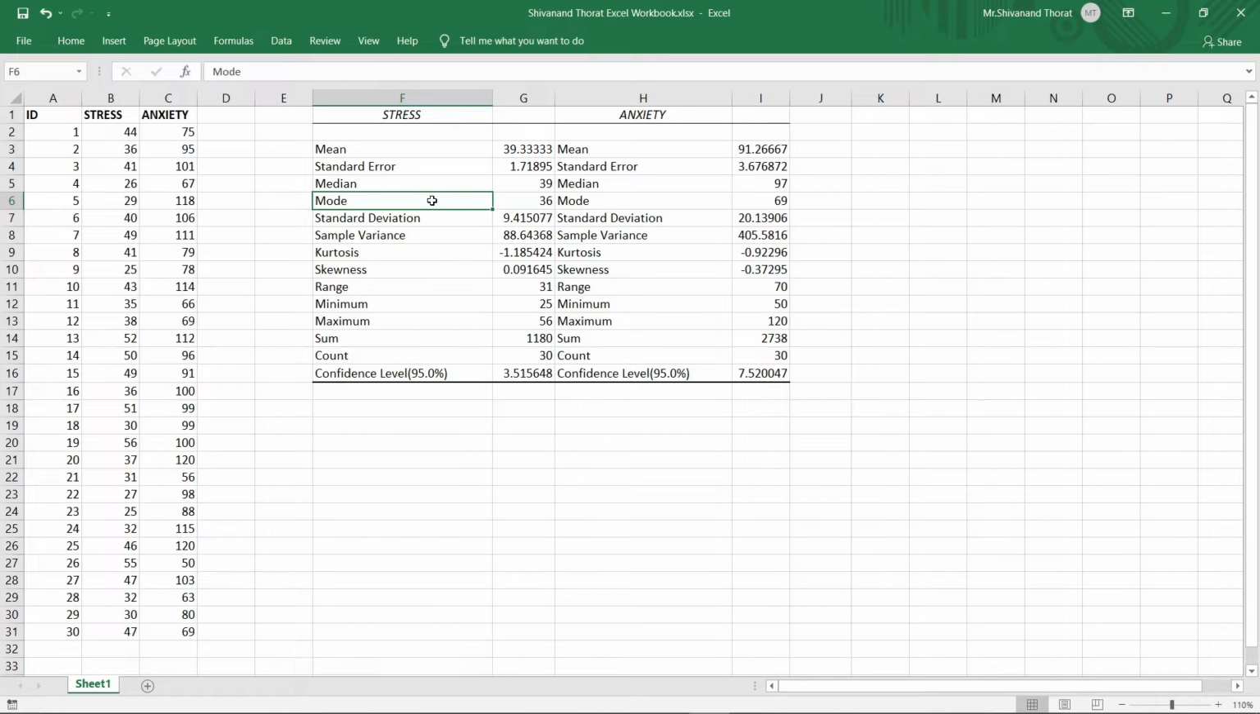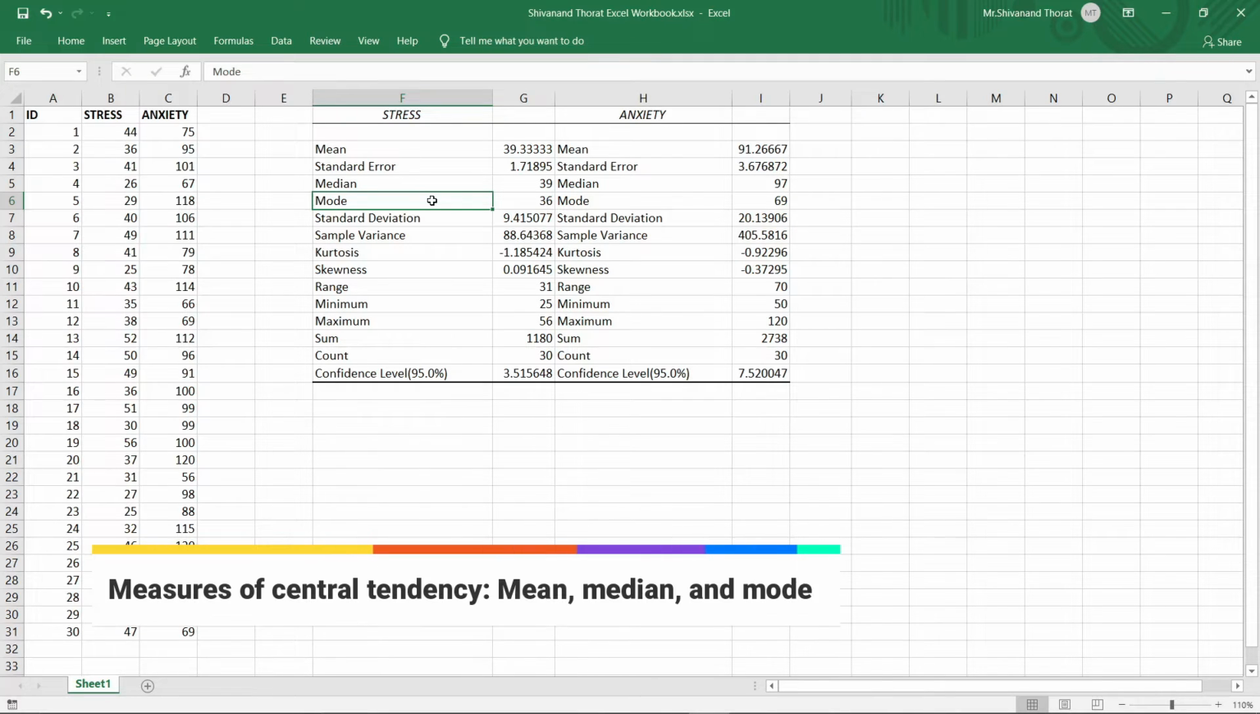These three, that is mean, median and mode, are collectively referred to as measures of central tendency.